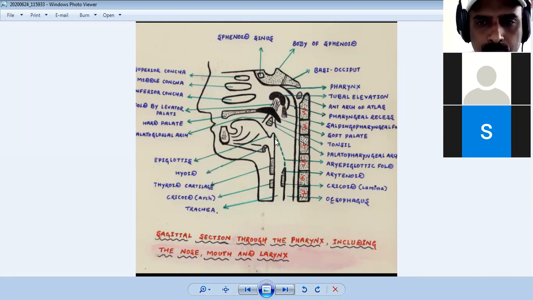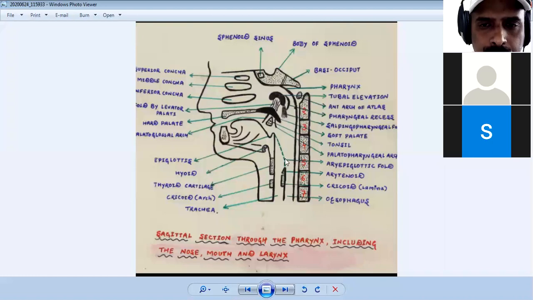Next, we are going to the third part, the laryngopharynx. This is the part you are going to see. This is all the laryngopharynx. The laryngopharynx is the lower part of the pharynx situated behind the larynx, and it extends from the upper border of the epiglottis to the lower border of the cricoid cartilage. This is the cricoid cartilage. This area is called the laryngopharynx.